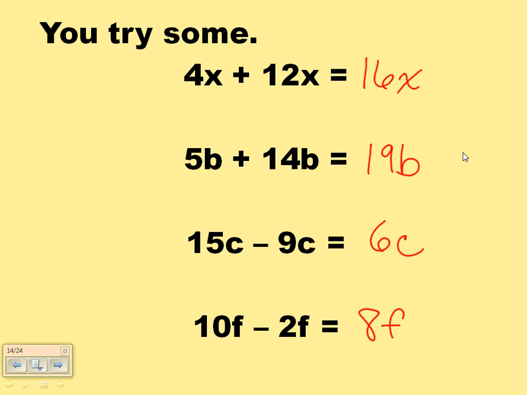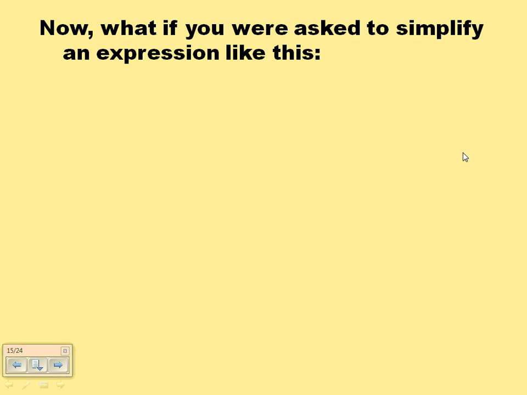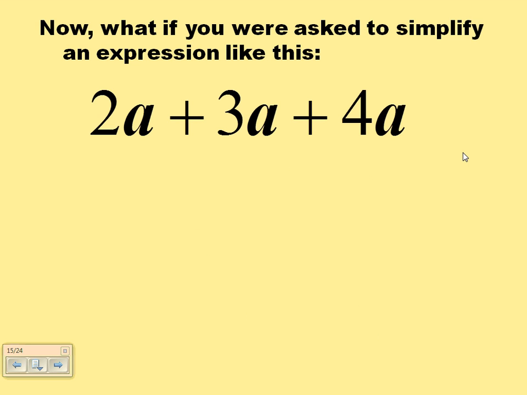Let's go to a little more complicated stuff. Here we go. What if you have something that looks like this? Now, people get intimidated when they see a lot of things you have to add together, but it actually has the same rules. 2a plus 3a plus 4a. All you do again is just add your coefficients and leave the variables alone. Therefore, my answer for this is simply going to be 9a. 2a plus 3a plus 4a is 9a.